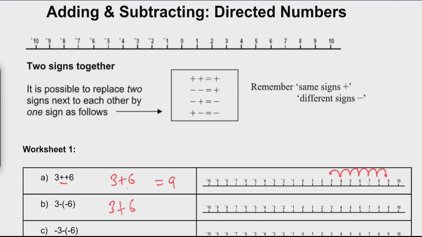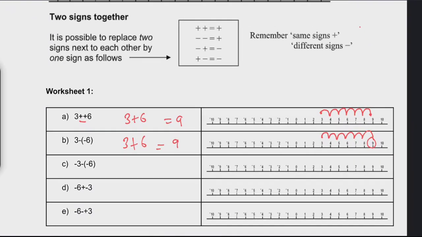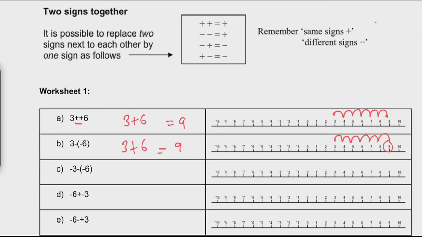And as you can see, that's identical to what we did above. So we start on 3 and we go right 6 places. 1, 2, 3, 4, 5, 6, and we end up on 9, as you can see. Okay, so now let's continue with some more examples.